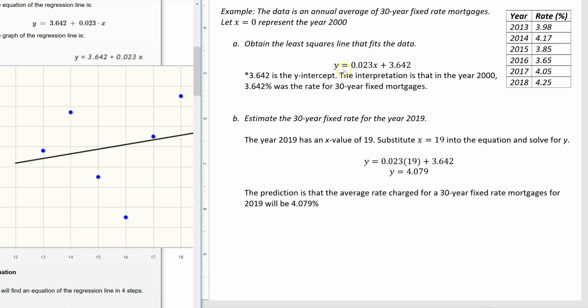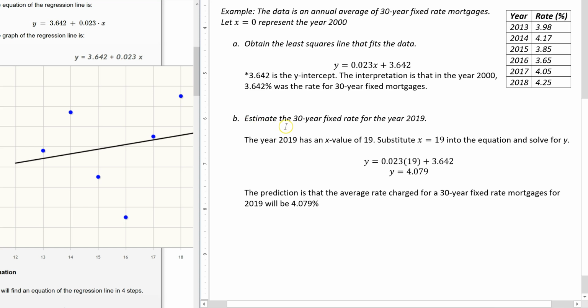Let's go and interpret what this equation says. So the equation had said y equals 0.023x plus 3.642. The y-intercept at the end is telling us what the mortgage rate would be for a 30-year fixed mortgage in the year 2000, because remember we had let x equal 0 for the year 2000.